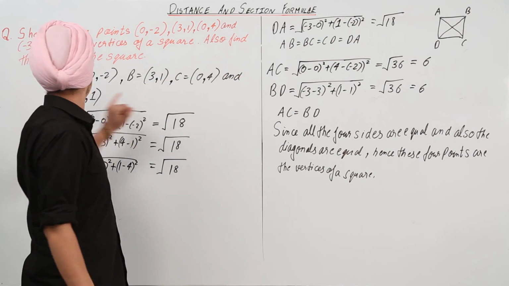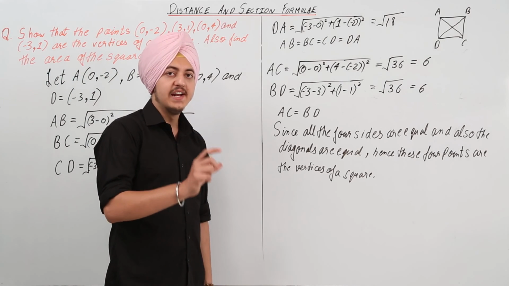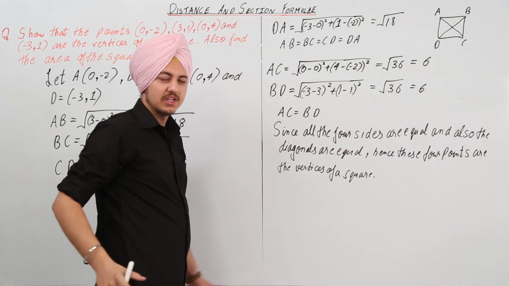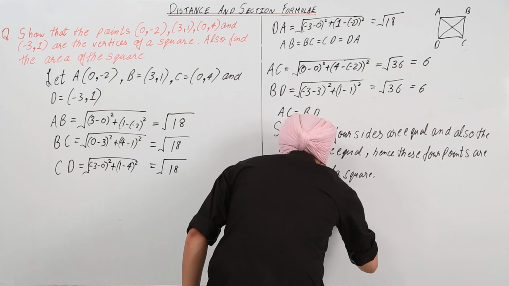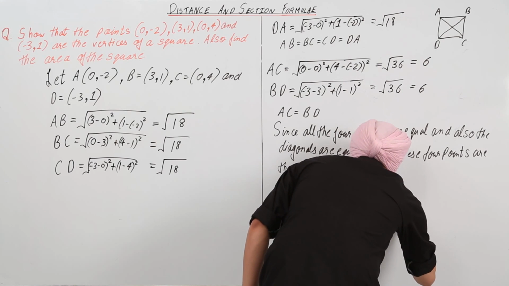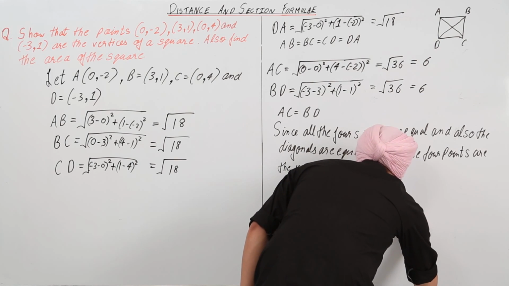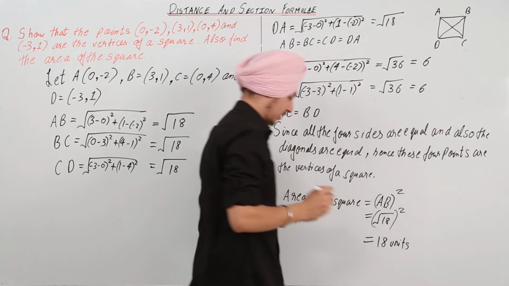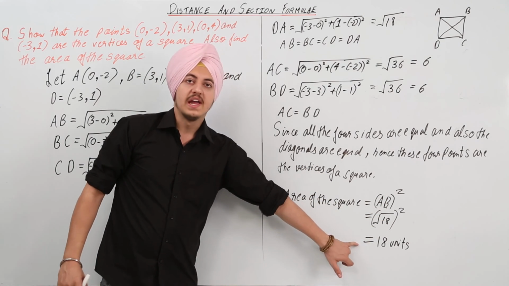Next, what we have to do is also find the area of the square. Now what is the area of the square? Area of the square is equal to side into side, or side square. What is one side of the square? That is AB or BC, because all of these are equal. So the area of the square is equal to AB square, that is equal to the square root of 18 square, that is equal to 18 square units.